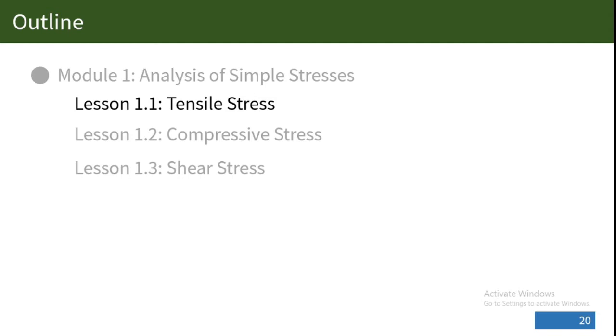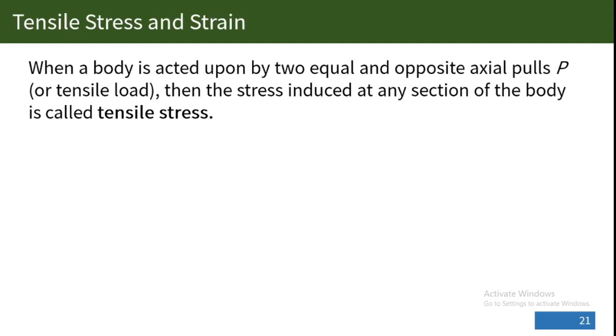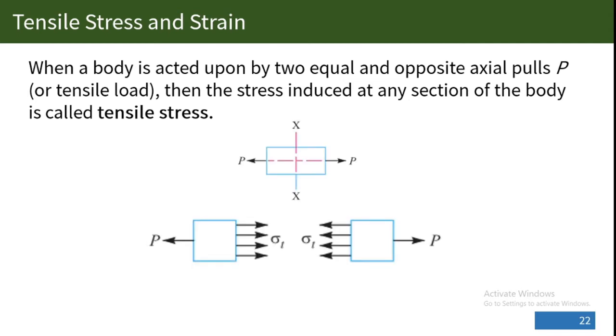Since we have already discussed stress and strain, we'll talk about the different stresses. First in our discussion is tensile stress. When a body is subjected to equal and opposite axial pulls denoted by P, or tensile load, then the stress induced at the cross-section of the body is called tensile stress. Let's look at these pictures in this presentation.